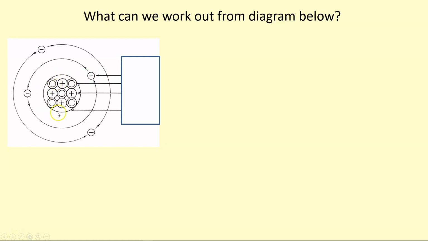In the center is the nucleus. So the things which are found in the nucleus are protons and also neutrons, the things which have the significant mass which contribute to the mass of an atom. So you can obviously work out the mass number for this atom. The mass number will be equal to everything found in the middle, so that will be 9.